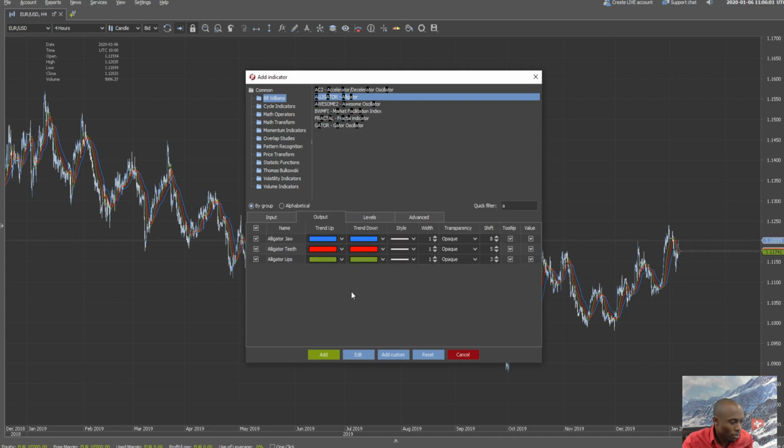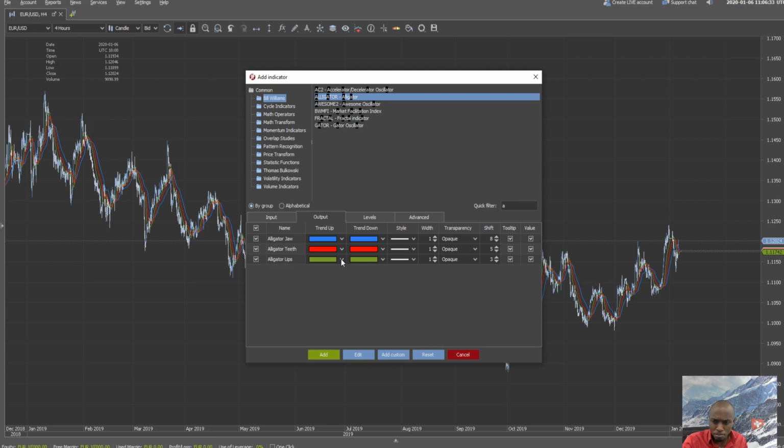Change this color. You can change this color and decide to call it whatever you want, so you can remember which color is which. But that is the basic color: the blue, the red, and the green. The blue is kind of the alligator jaw, the red is the teeth, and the green is the lip. I will leave it like that because these are the colors which I usually use myself.